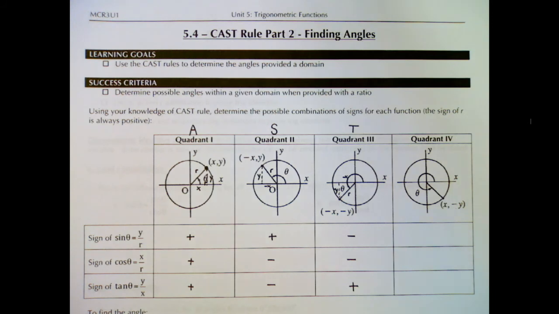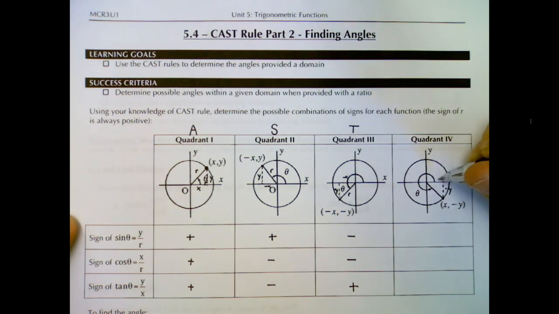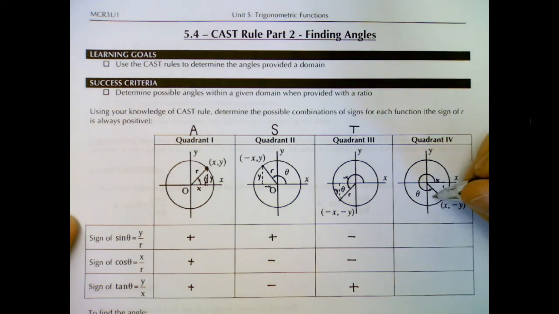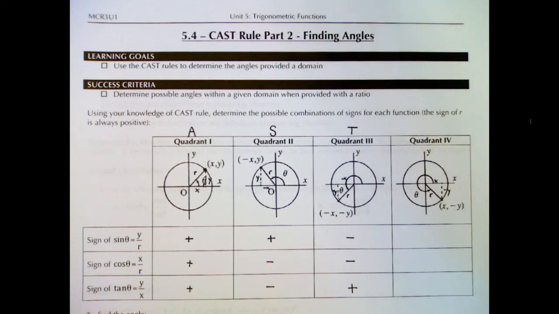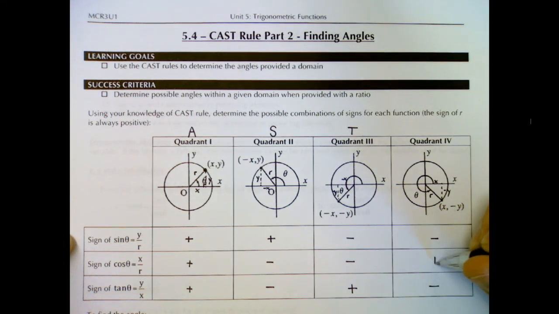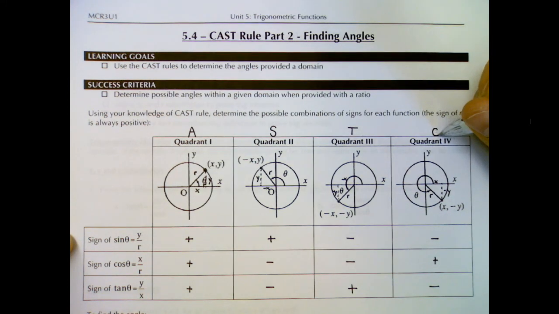Quadrant 4, only y is negative. Our x is positive because we're on the right side of the Cartesian plane, and our r is also positive. So any ratio that uses a y is going to come out negative, and that would be sine and tan. In this case, cosine would be positive. And this is where our CAST rule comes from. Quadrant 4, cosine is positive.